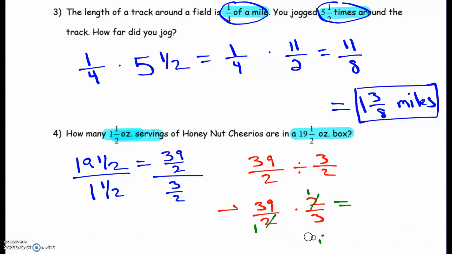Now I'm going to look at the other diagonal. Is there a number that evenly divides into 3 and 39 without leaving a remainder? It's an integer, and yes, that number is 3. 3 divides into 3 one time, and 3 divides into 39 a total of 13 times. So now I can multiply 13 times 1, which is 13, 1 times 1, which is 1, and we get 13 servings in a box.